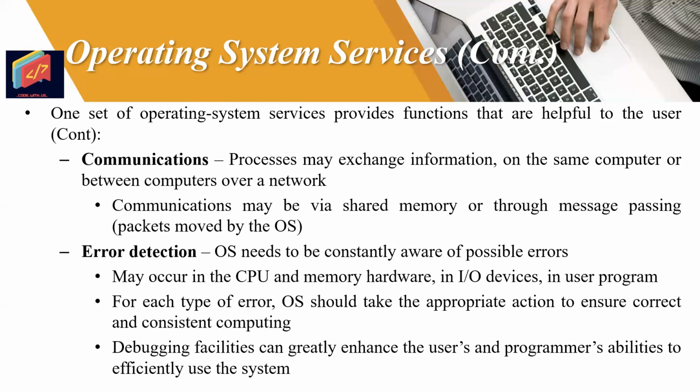The OS needs to be constantly aware of possible errors. They may occur in the CPU and memory hardware, in I/O devices, in the user program. And for each type of error, the OS should take the appropriate action to ensure correct and consistent computing. And the third one is debugging facilities, which can greatly enhance the users' and programmers' abilities to efficiently use the system.